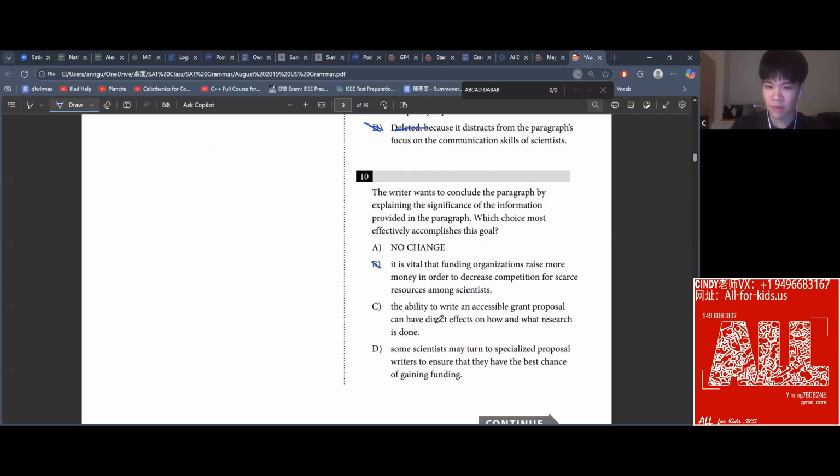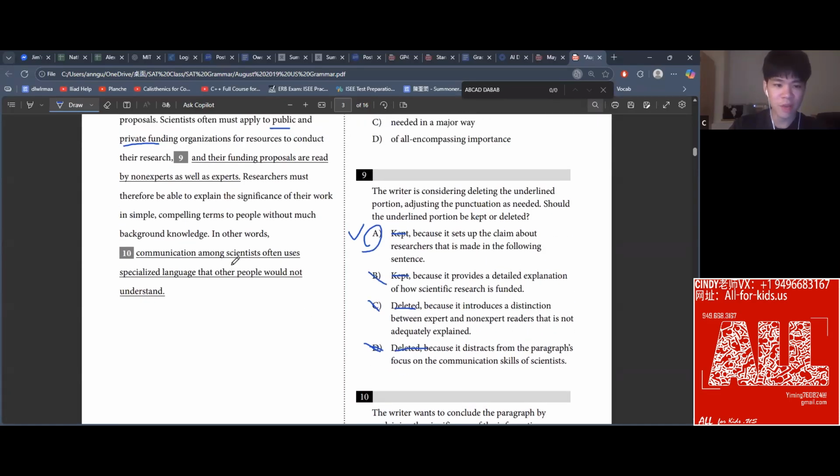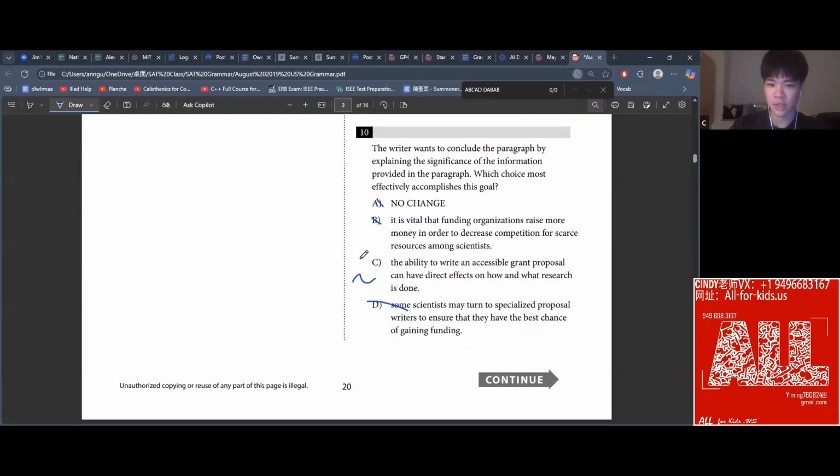Ability to write acceptable grant proposals directly reflects how and what research is done. Could be. Turn to proposals to ensure that's the best way of gaining funding? No. And then for A, communication among scientists using specialized language other people will not understand? No. So the answer is C. That one concerns the most significant information provided in the paragraph.